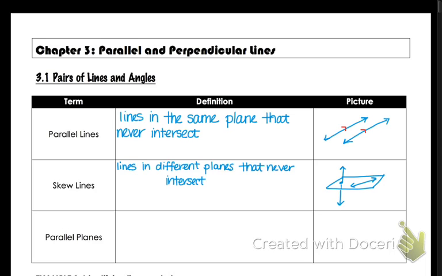Parallel planes are exactly what they sound like. I don't really have a good definition for parallel planes, but it would be two planes that are, like the front wall of the classroom and the back wall of the classroom. Those planes will never ever intersect because they're parallel. So it's just like lines except extended to another dimension.